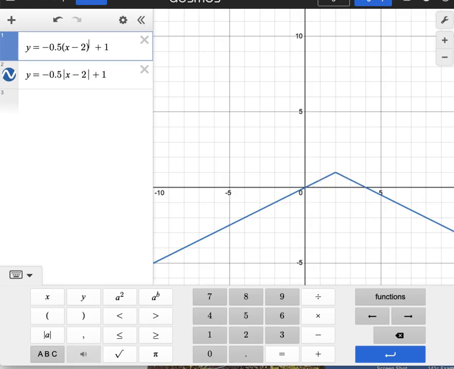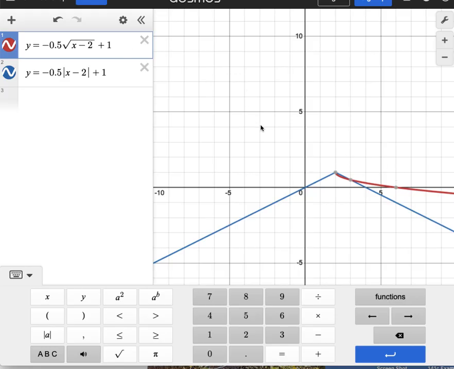If I change this to, let's see if it will let me do it, square root, get rid of this piece. Even though we don't know what a square root function is, it normally opens kind of like this. It has been compressed by 1/2. There's that 1/2. It's opening upside down, and it has also moved right 2 and up 1.